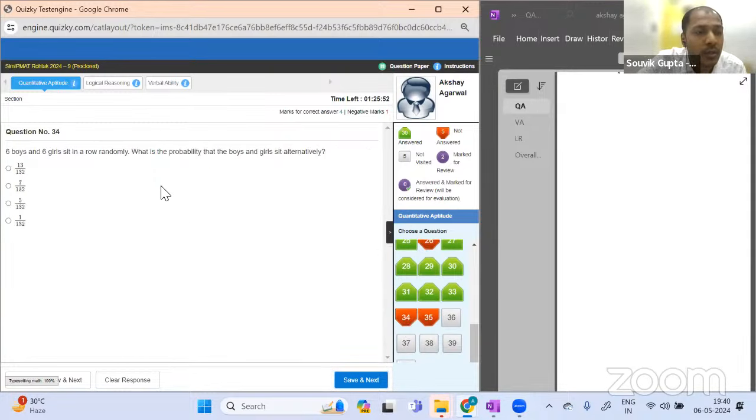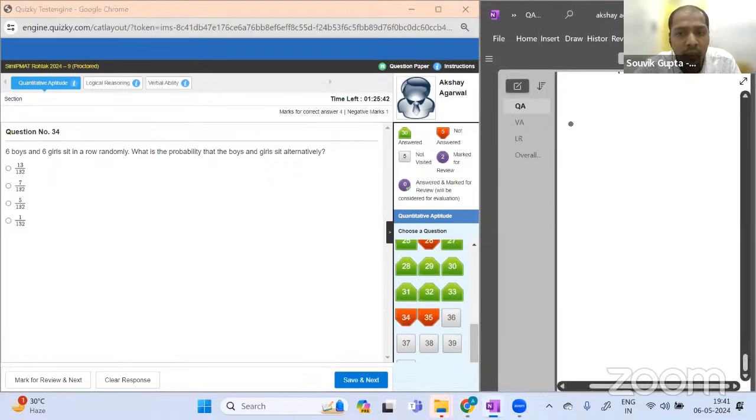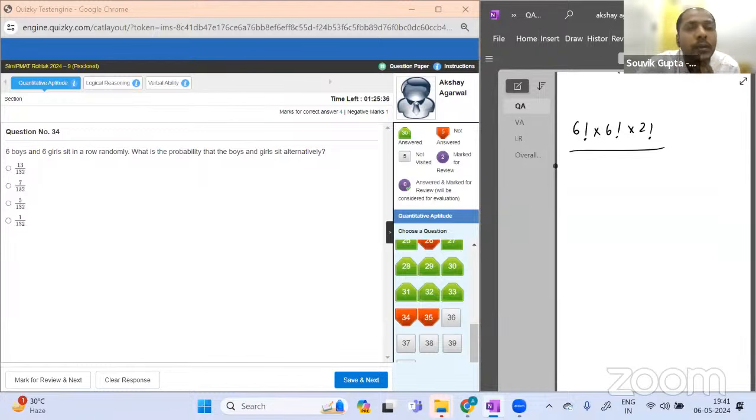Question 34 was missed. 6 boys and 6 girls sit in a row randomly. What is the probability that the boys and the girls sit alternately? 6 boys and 6 girls can sit alternately in 6 factorial into 6 factorial into 2 factorial ways. And the total ways would be 12 factorial. So this is the probability that we are looking for.